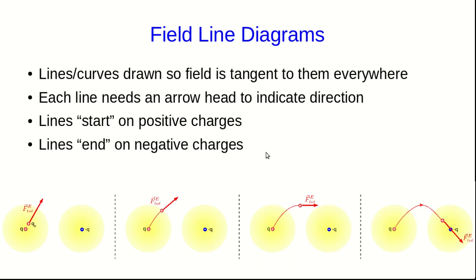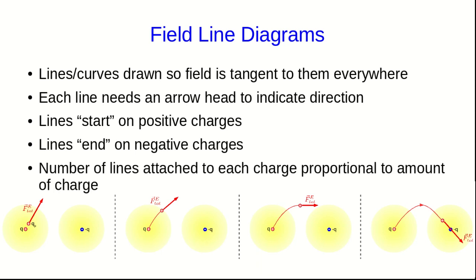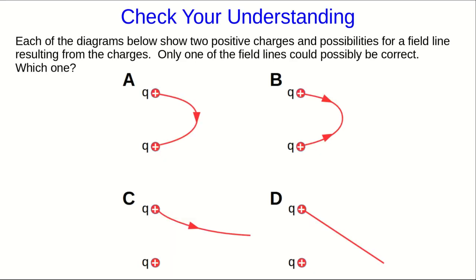To draw a full field line diagram, you need to draw multiple lines. And so you draw a number of lines attached to each charge that is proportional to the amount of charge on that charge. Knowing how to draw and how to interpret field lines is going to be important as we go on, because I'm going to constantly be drawing pictures of field lines as I explain things.